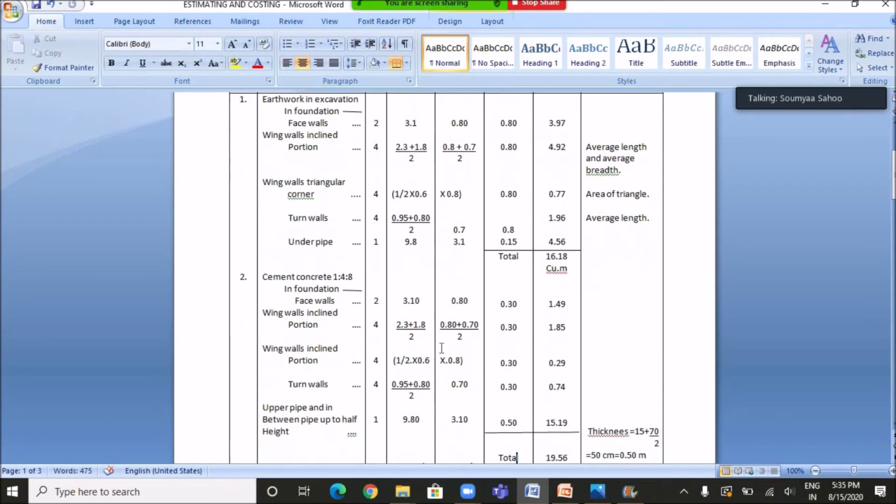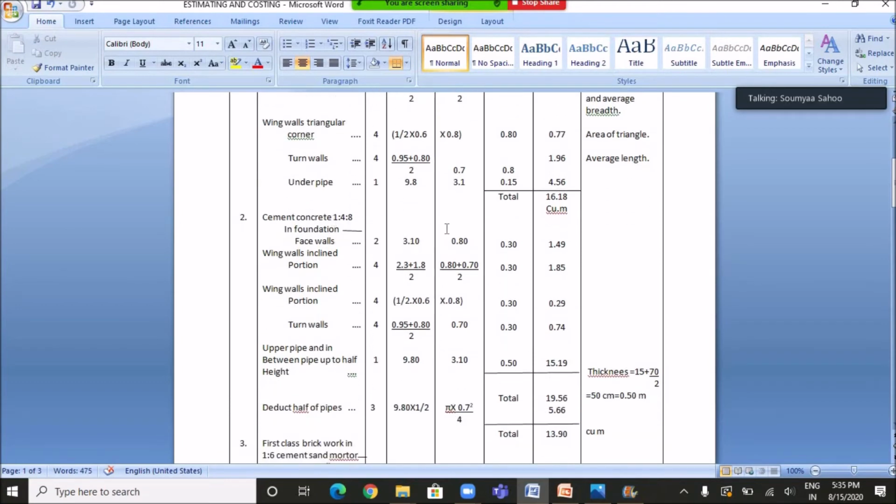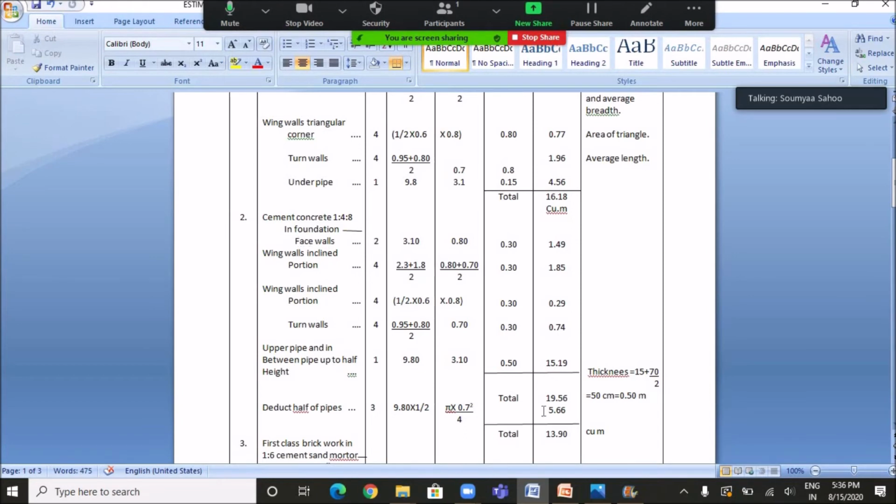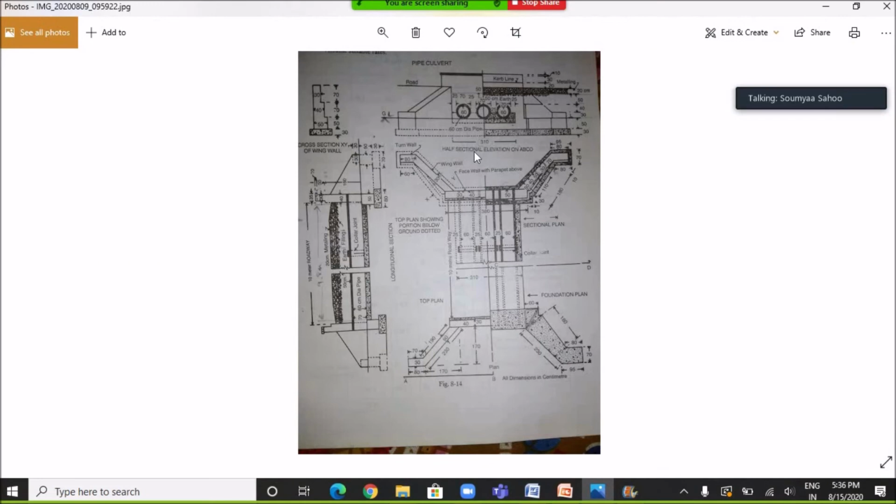The next work which is to be carried out is cement concrete work. See, if you are good at doing the quantity estimation part for the excavation work, then you will easily calculate the quantities required for cement concrete work. So for the face wall, there are two face walls, and the length of face wall is 3.1 meter. The width is 0.8 meter. We have already found out all these values, and the depth for which cement concrete work is to be done is from this portion to this portion, which is 30 centimeter, because only in this portion the cement concrete work is done.